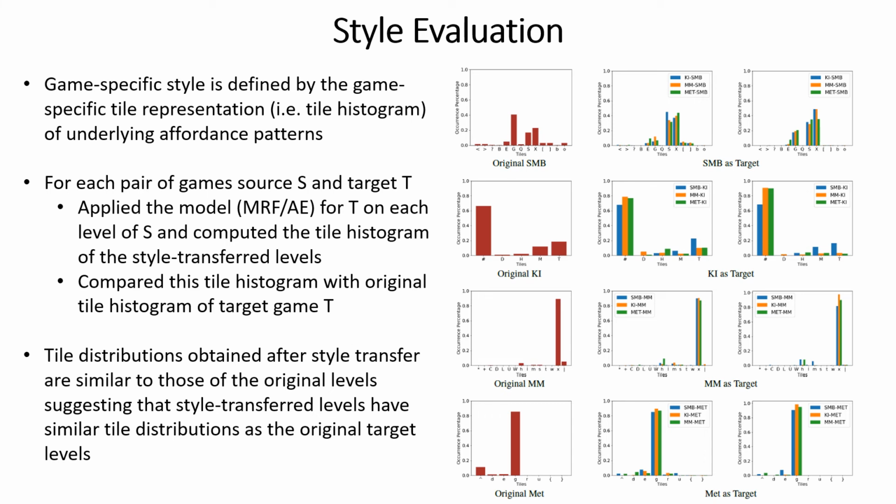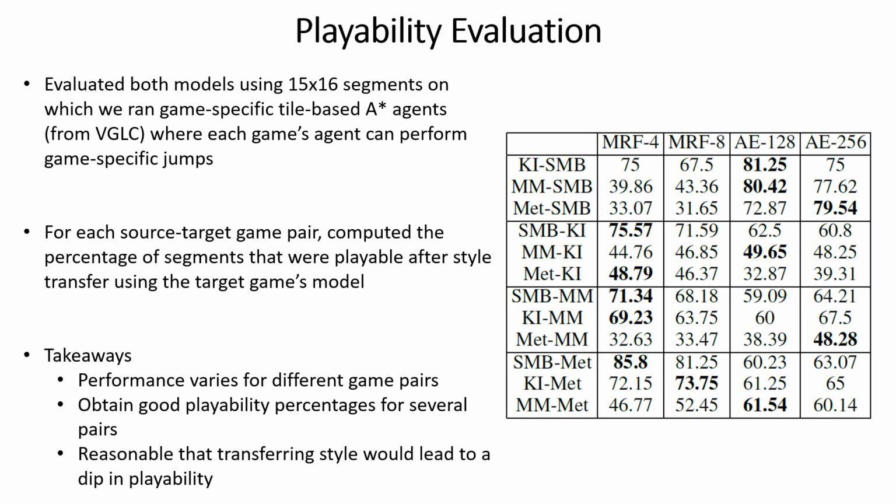This figure is showing the tile distribution of each of the original games on the left. In the middle, we have the tile distributions obtained via style transfer using the Markov random field, and on the right, the same, but using the autoencoder. And we see that in all cases, the tile histograms for the games after style transfer are very similar to the original tile distribution for each game. Now, we do not expect these to be identical since some amount of difference is expected when trying to match affordances between source and target, but they are very similar. And so the takeaway in this case is that the style transfer levels do have similar tile distributions as the original target levels.